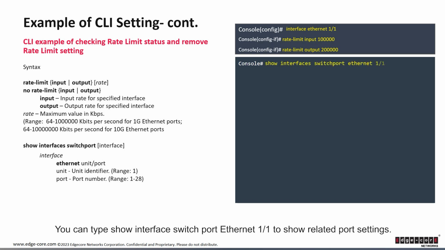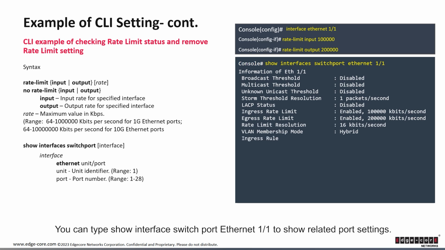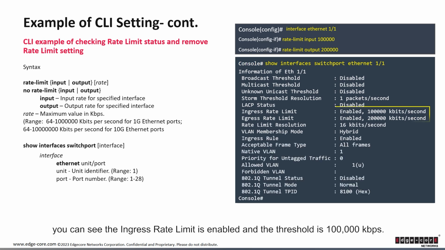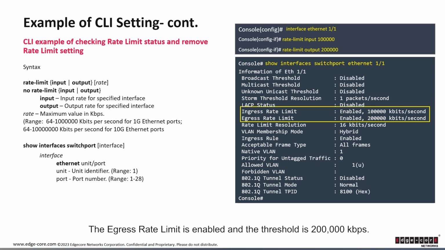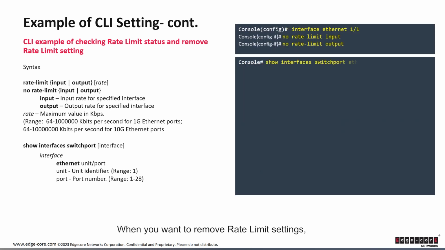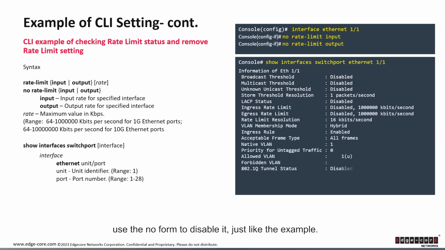After configuring the rate limit, you can use the show command to check if your configuration is correct. You can type show interface switch port Ethernet 1/1 to show related port settings. As a result, you can see ingress rate limit is enabled and the threshold is 100,000 kilobits per second. The egress rate limit is enabled and the threshold is 200,000 kilobits per second. When you want to remove rate limit settings, use the no form to disable it, just like the example.